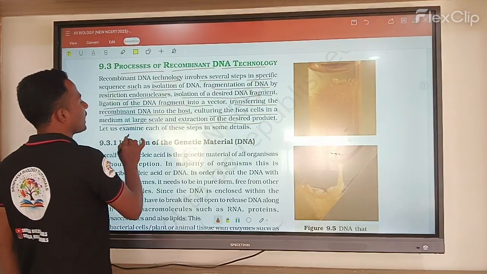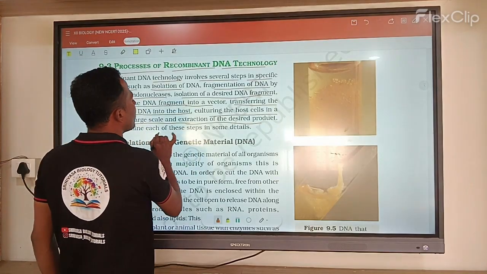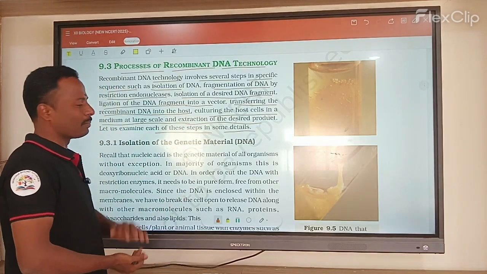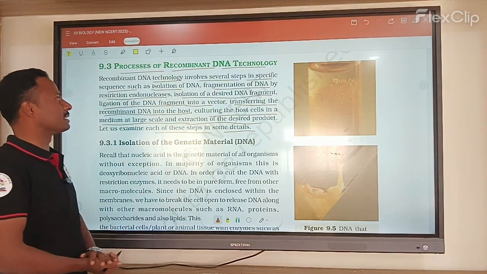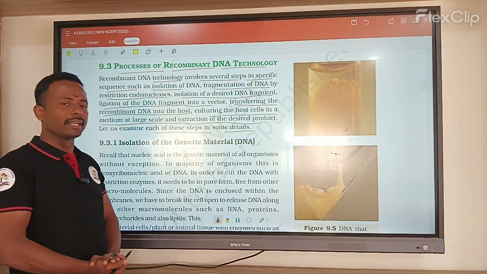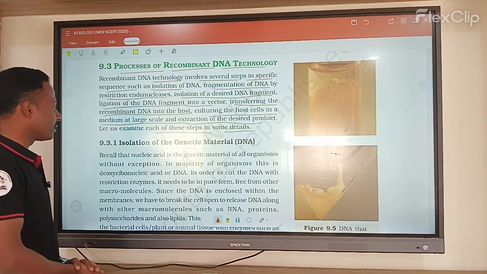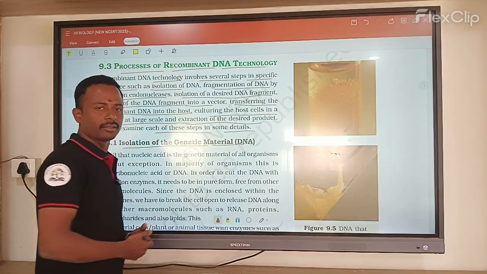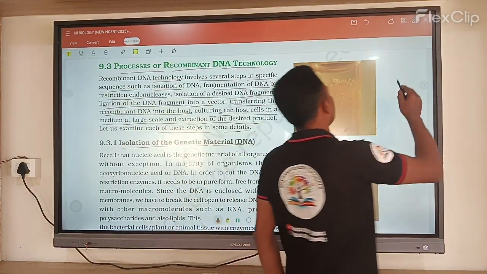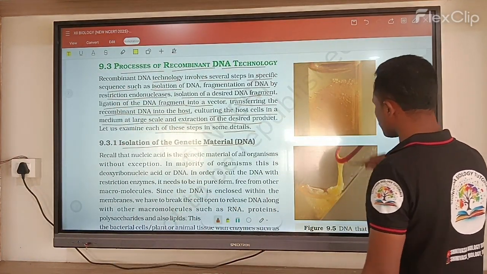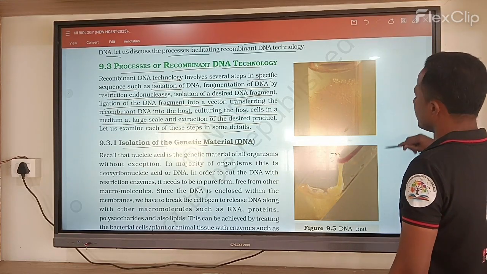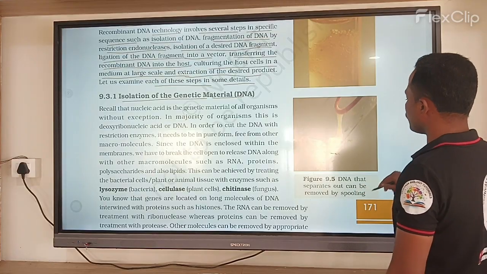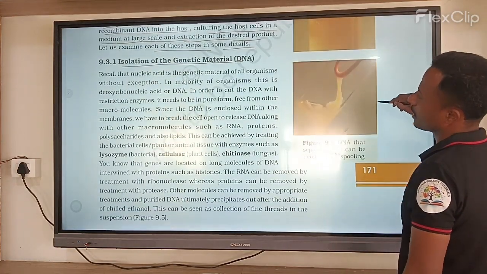Okay, let us examine each of these steps in some detail. Let us discuss clearly, step by step, what goes on in this total recombinant DNA technology process. In that, first one is what? Isolation of genetic material, that is DNA. Let's see the diagram they have given here clearly. Here the DNA is completely separated, which can be done using a spooling process. Okay, let's see.